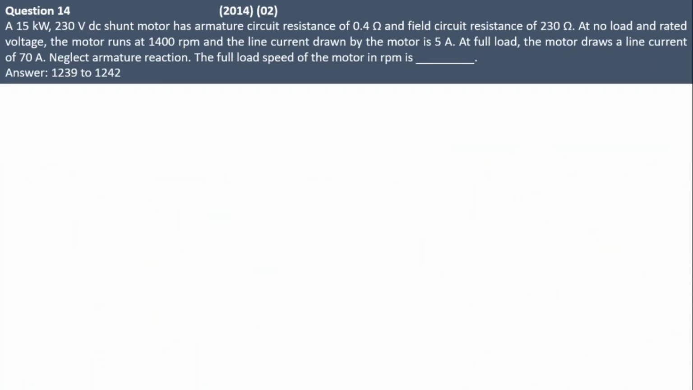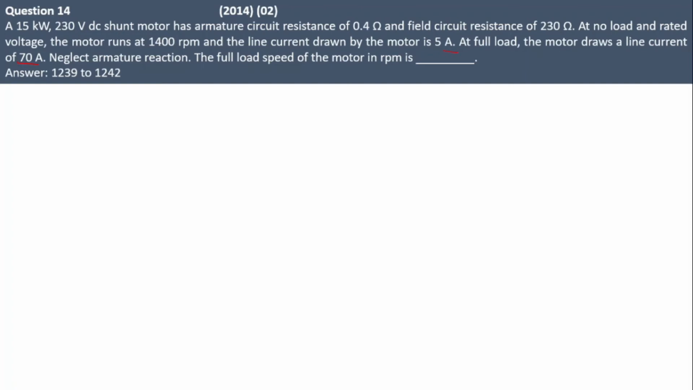A 15 kilowatt, 230 volt DC shunt motor has armature circuit resistance of 0.4 ohm and field circuit resistance of 230 ohm. At no load rated voltage, the motor runs at 1400 rpm. The line current drawn by the motor is 5 ampere. Just take care, this is a shunt motor. And at full load, the motor draws line current of 70 amps. Neglect armature reaction. Find the full load speed of the motor in rpm.